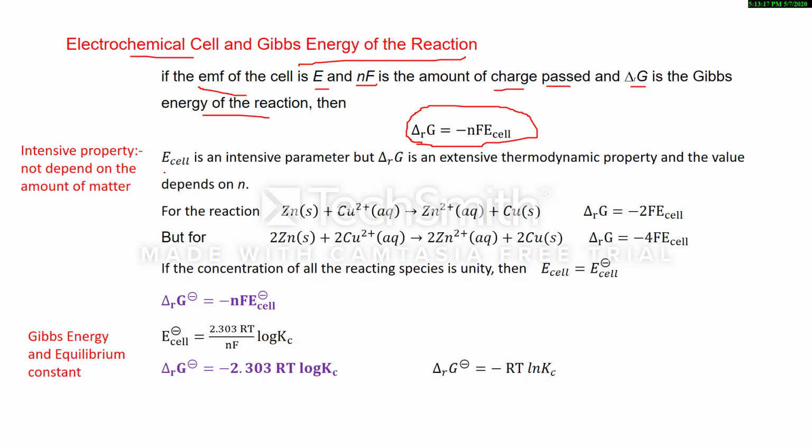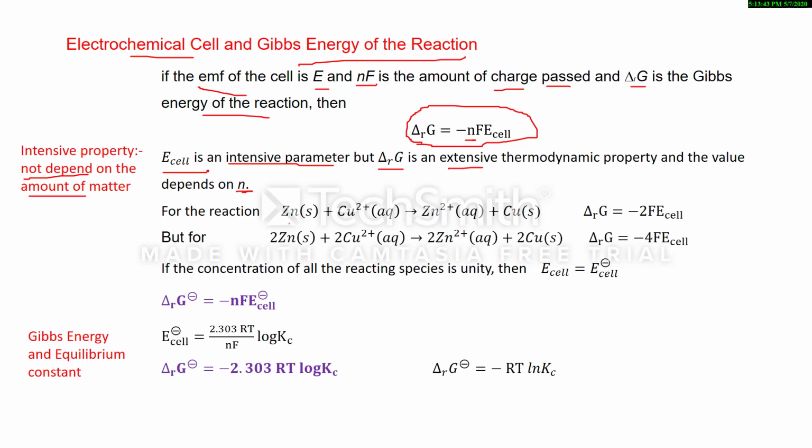But E cell is an intensive parameter. What is the meaning of intensive? It means it does not depend on the amount of matter. But delta G is an extensive property, which depends on the amount of matter, on the value of n. If we change n, the value of delta G will change.